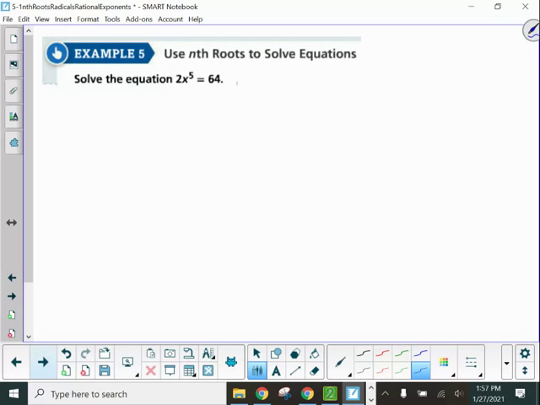This is the last example we're going to look at in this section. And we need to solve the equation. So in the standard way that we've been solving, you want to isolate the variable term. So I'm going to start off dividing by 2. So I have x to the 5th equals 32. Now I can solve this by taking a 5th root or raising to the 1/5 power. It doesn't really matter which way you go with that. So I can do this.